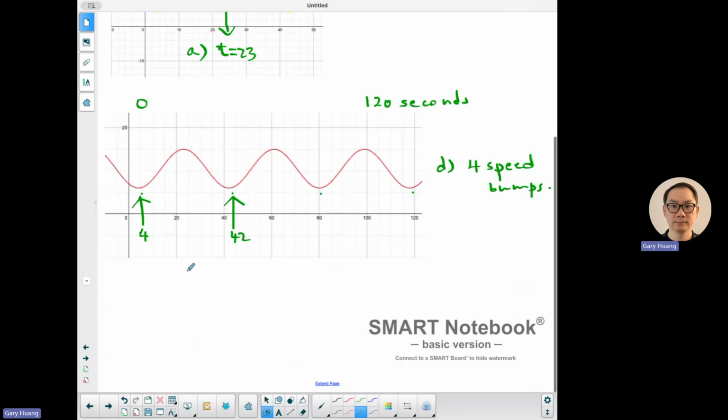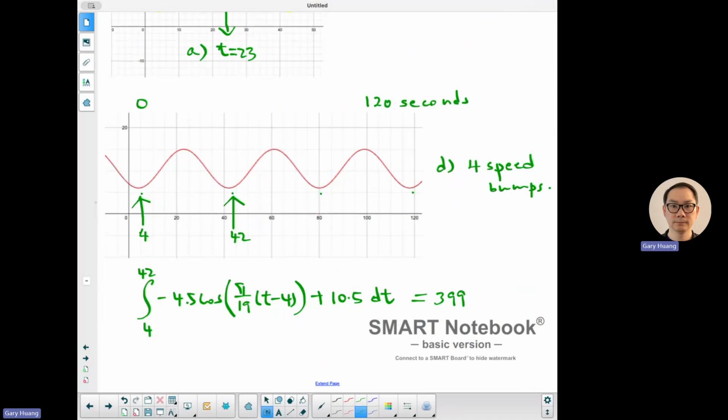Right? Again, you can integrate and sub in the values and solve, but it's a paper 2. I'm just going to use the graphing calculator. Definite integral 4 to 42. Type in your velocity function. Right? Second trace, 7, I believe. Enter 4, 42. Press enter. It should give you the answer. And the answer should be 399 units. In this case, it would be meters.